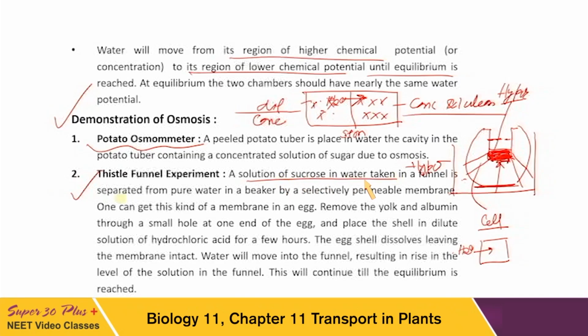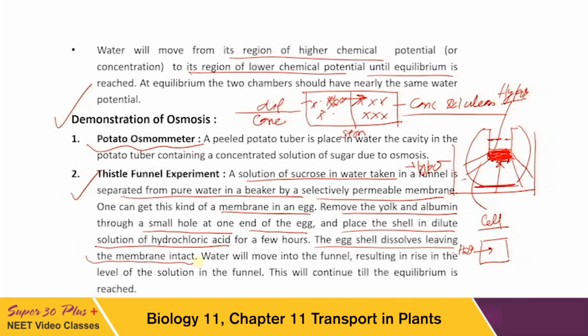That is a funnel separated from pure water in a beaker by a selectively permeable membrane. How do we get this selectively permeable membrane? The membrane of an egg is used. The yolk and albumin are removed through a small hole, and the egg is placed in a dilute solution of hydrochloric acid for a few hours. What will happen? The eggshell, being made up of calcium carbonate, will dissolve and the membrane will remain intact. This membrane we can put on the mouth of the funnel, and it will become a semi-permeable membrane.